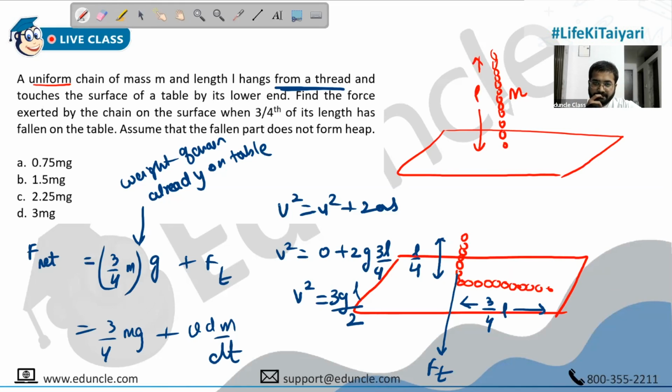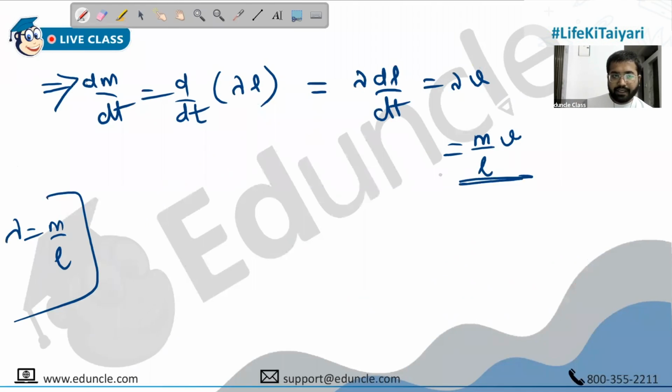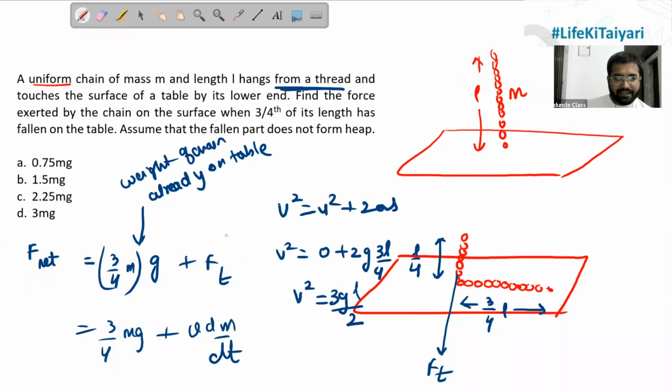Absolutely. Something in the chat box. Let's check whether it's A or not. Okay, done, people. Writing, drawing, copy. Yes, sir. Okay, so dm by dt is m by L into v. So what do we have?